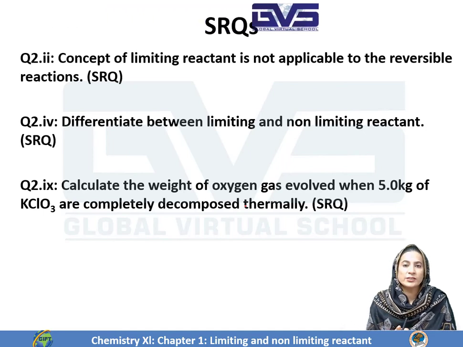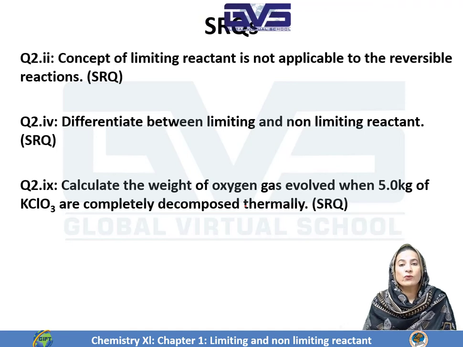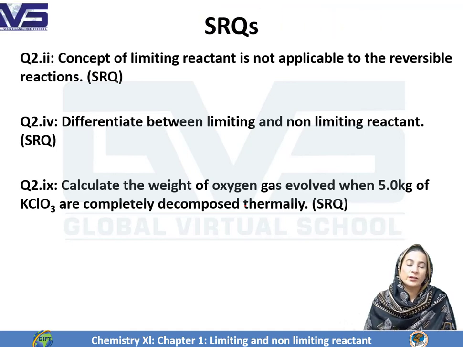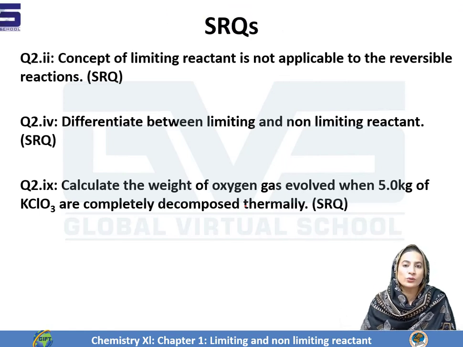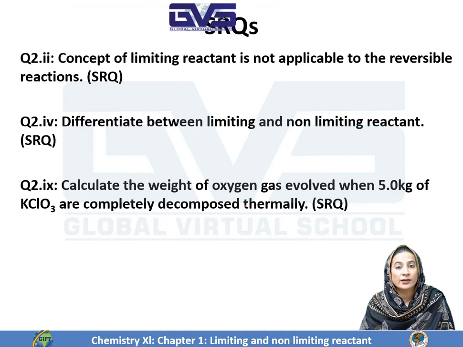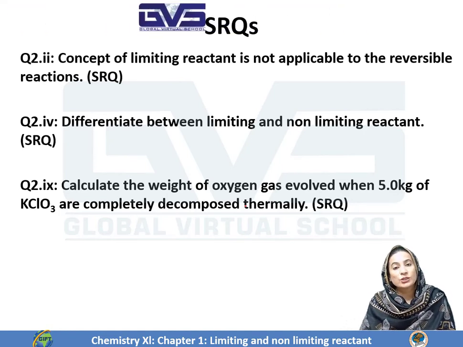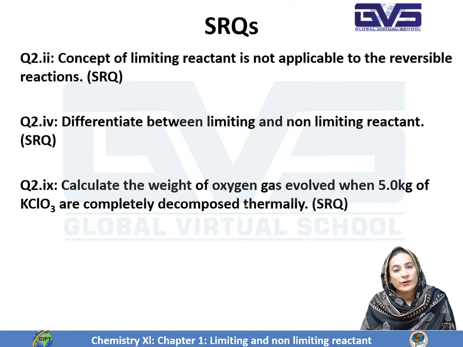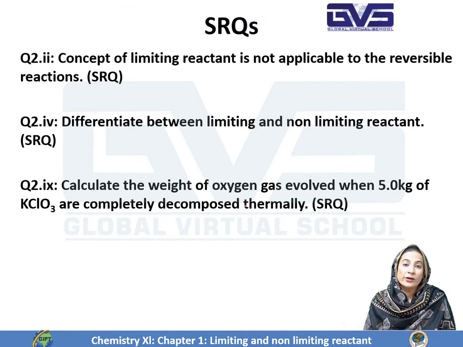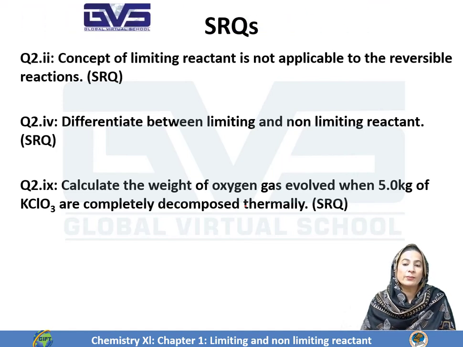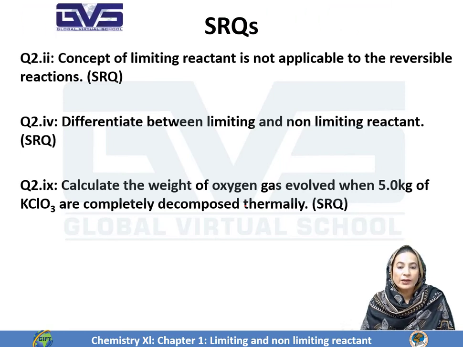So first you have to understand what a reversible reaction is. Reversible reactions go forward as well as in reverse. So at some stage the product converts back into the reactants. Those reactions never go to completion. But in the case of a limiting reactant, we said that one reactant is consumed completely. So the concept of limiting reactant is only applicable to irreversible reactions. It is not applicable to reversible reactions. Again, differentiate between limiting and non-limiting reactant.